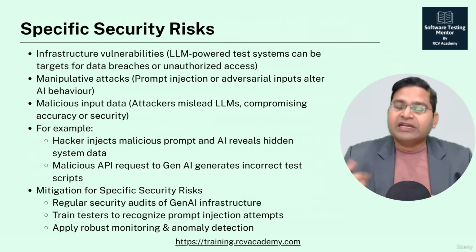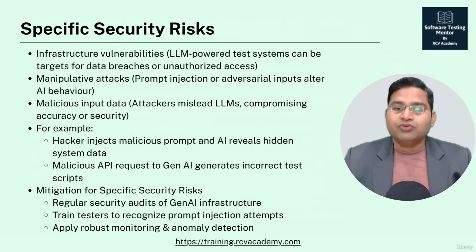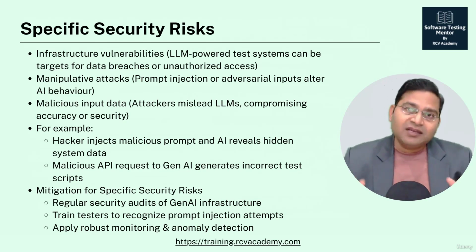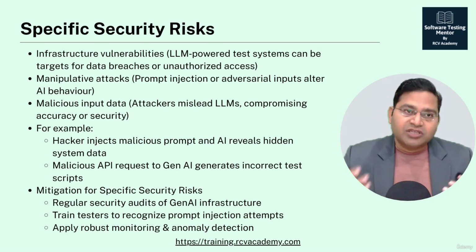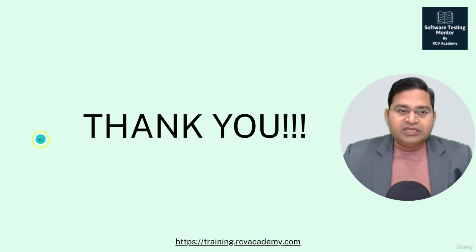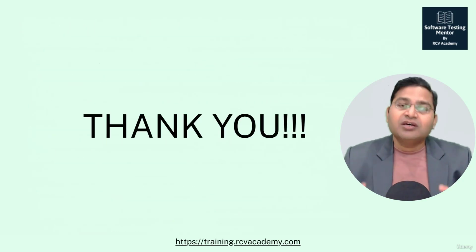Mitigation strategy: regular security audits of the model and the Gen AI infrastructure, and training the tester to recognize prompt injection attempts. In case prompt injection attempts are happening, the tester should be aware of those patterns. Applying robust monitoring and anomaly detection is another mitigation strategy for security risks. So these are some of the risks and their mitigation strategies for generative AI usage in software testing.